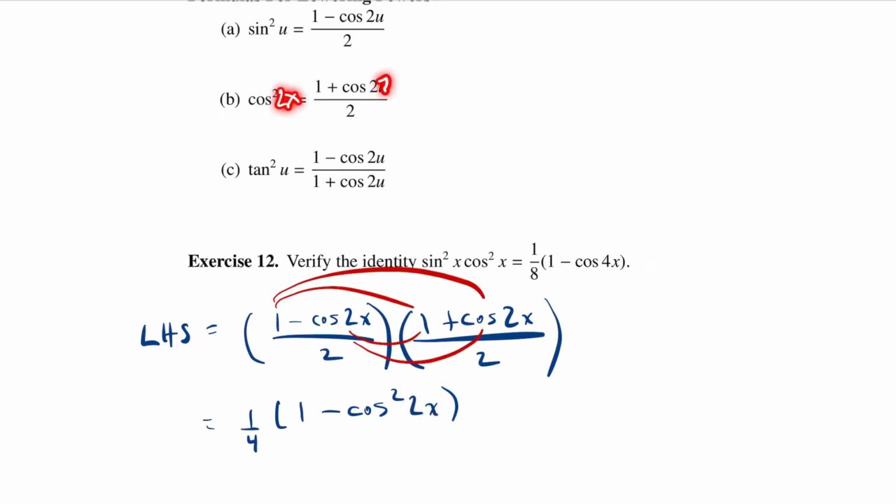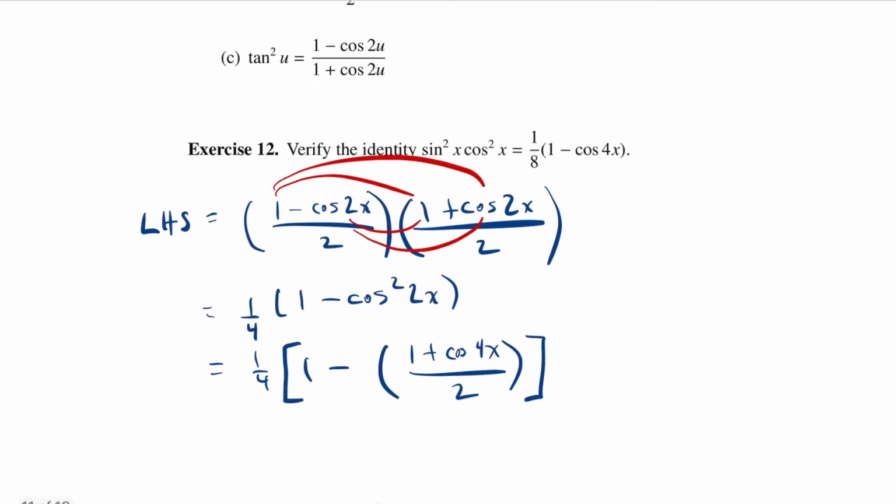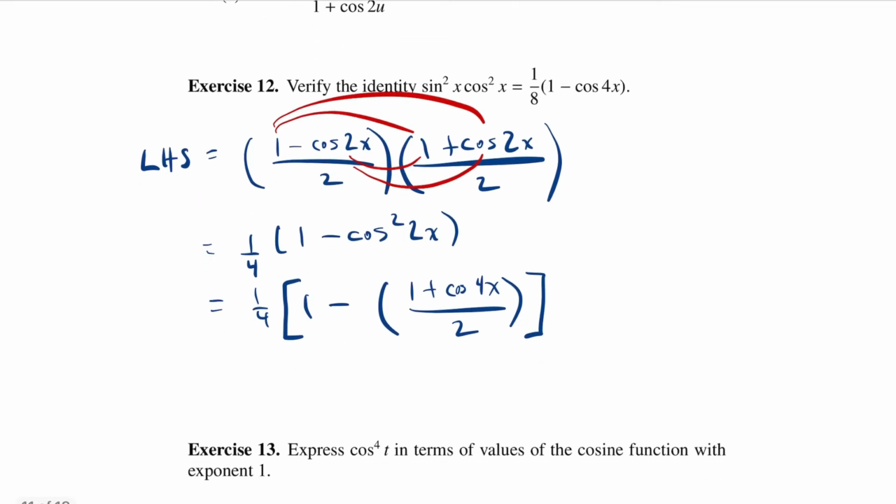So if you plug in a 2x for u, you're going to get 2 times 2x. So you're going to end up with 1/4, 1 minus. Here I'm going to use another set of parentheses. I'll use brackets here instead of parentheses. So in the place of this, I'm going to write 1 plus cosine of 2 times 2x, which is 4x, over 2.